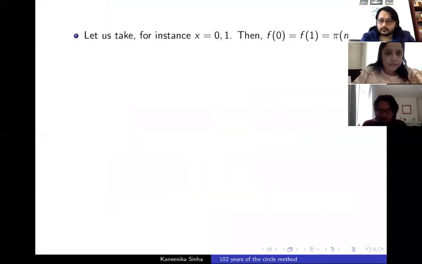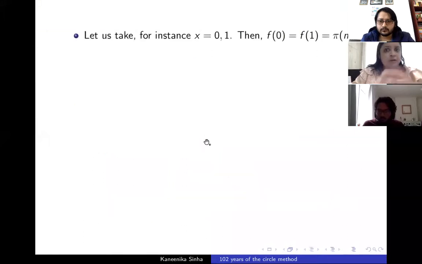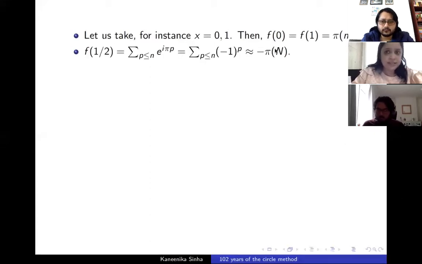Now, in order to determine what the major arcs are, let us first focus on certain rational numbers and see how you would actually evaluate f of x. For values like 0 and 1, this is very easy, since e of p times 0 and e of p times 1 are both exactly equal to 1. So f of 0 and f of 1 both just capture pi of n, the number of primes less than or equal to n. For 0 and 1, the evaluation is immediate.